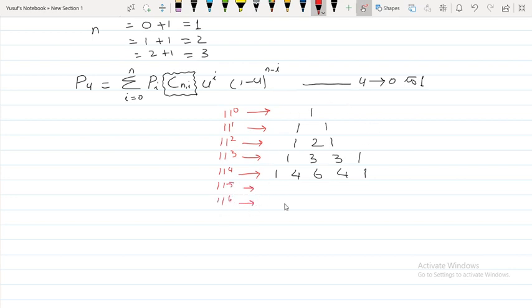On a calculator, you can calculate this value. 11 raised to 5 is 1, 5, 10, 10, 5, 1. And 11 raised to 6 is 1, 6, 15, 20, 15, 6, and 1. So in this way, we can write the Pascal triangle.